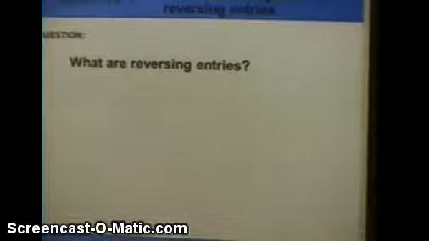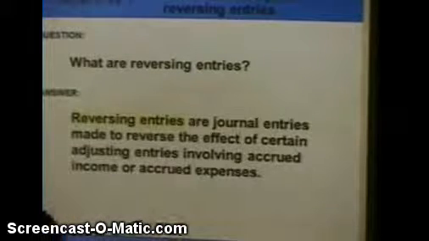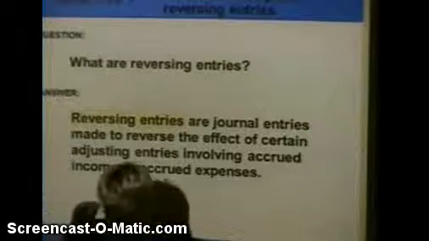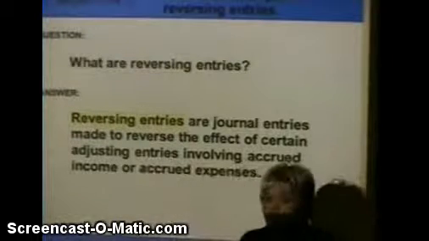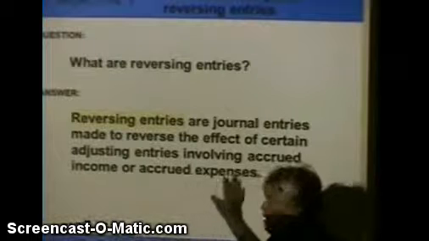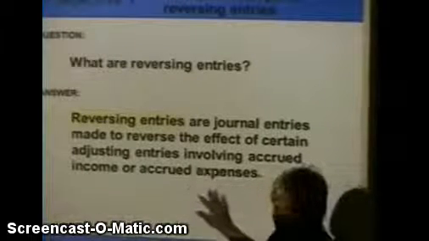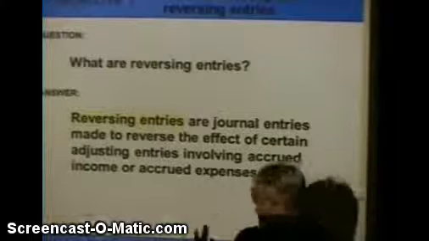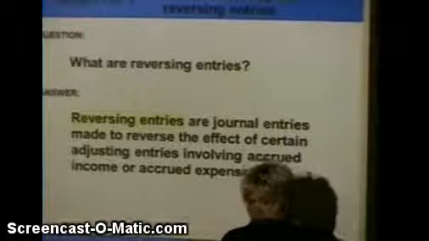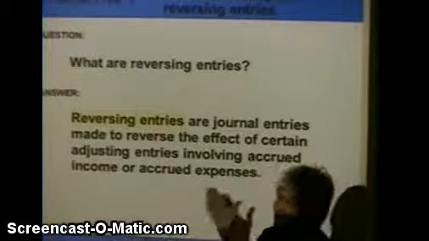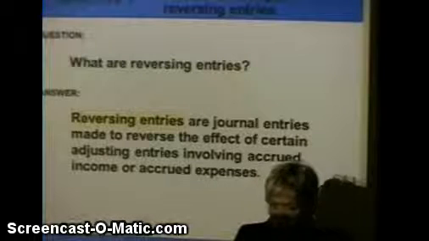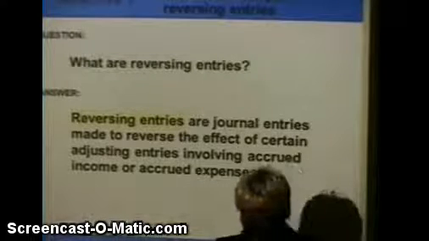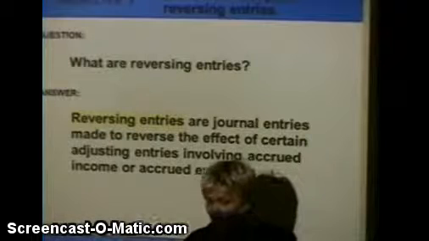Alright, reversing entries. We're going to talk just a little bit about reversing entries. We made some adjusting entries that had to be made at the end of the year to be sure that we recorded all expenses. Mainly, that's going to be your salaries, your payroll. We do those at the end of the year so that we're sure we have that expense included in our statements for the end of the year.